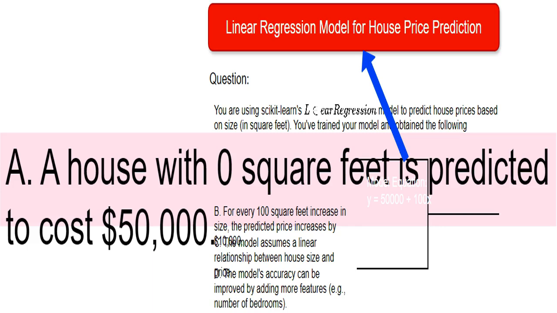Let's use the model equation. Y equals 50,000 plus 100x. If x, size, is 0, then y, predicted price, equals 50,000 plus 100 times 0 equals $50,000. So, the statement is correct.